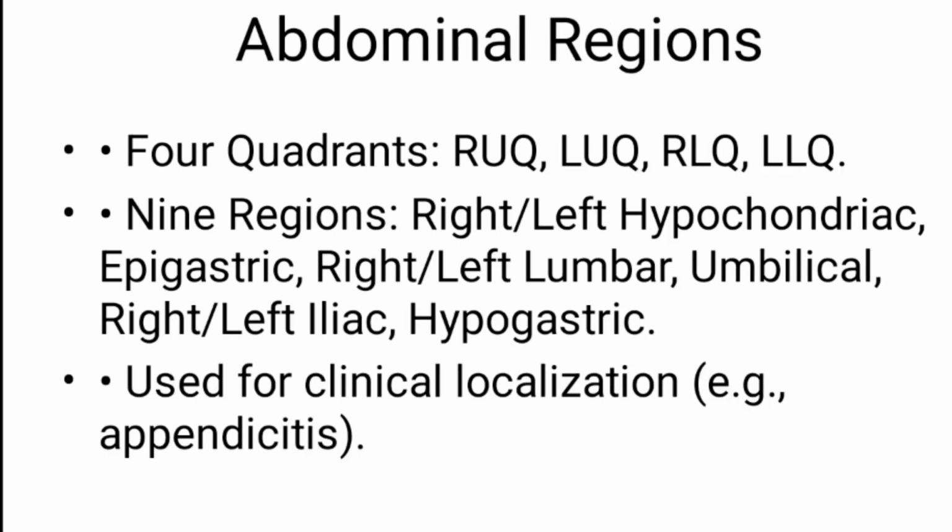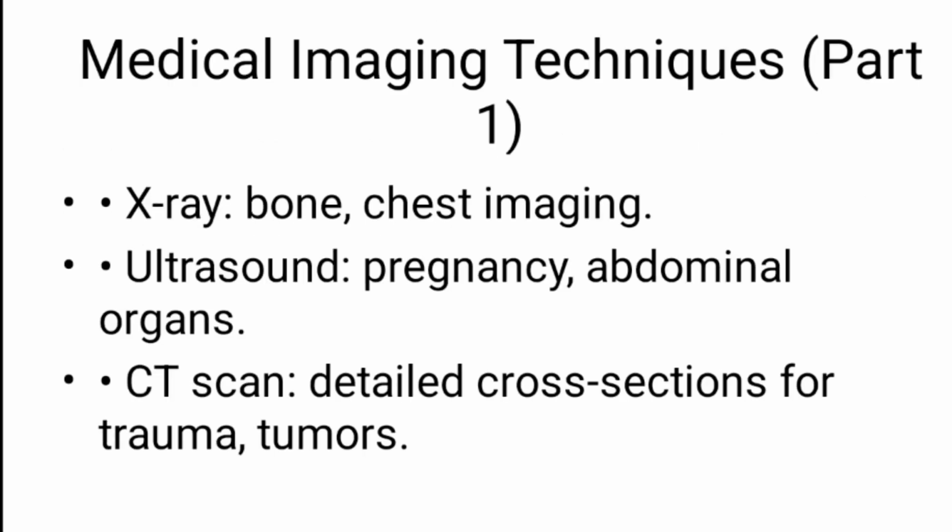Abdominal regions. Four quadrants: right upper quadrant, left upper quadrant, right lower quadrant, left lower quadrant. Nine regions: right and left hypochondriac, epigastric, right and left lumbar, umbilical, right and left iliac, and hypogastric. Used for clinical localization. Example: appendicitis.